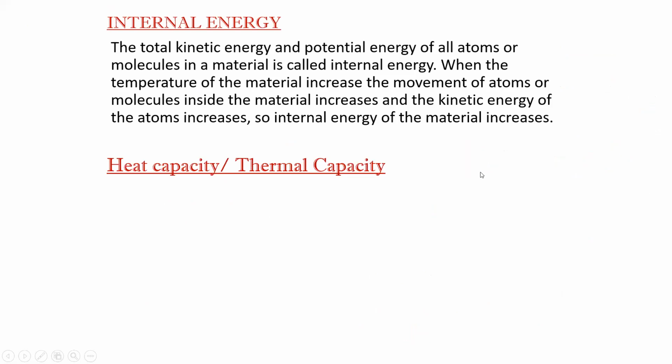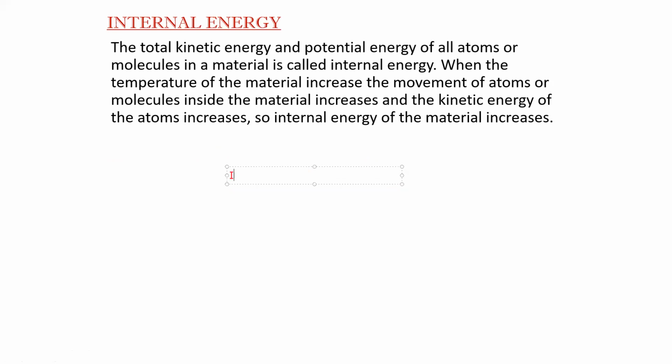Then what is the meaning of heat capacity and thermal capacity? You can understand this from the name, heat capacity or thermal capacity. It means how much energy, how the kinetic energy, there is no change, and internal energy changes. As you can see, the formula for internal energy is kinetic plus potential.